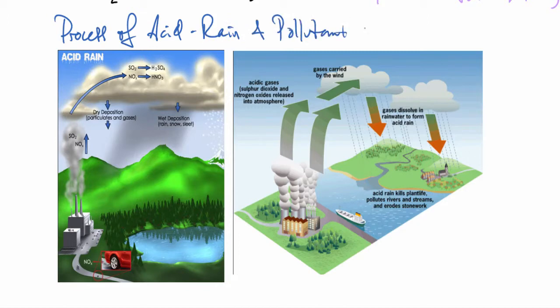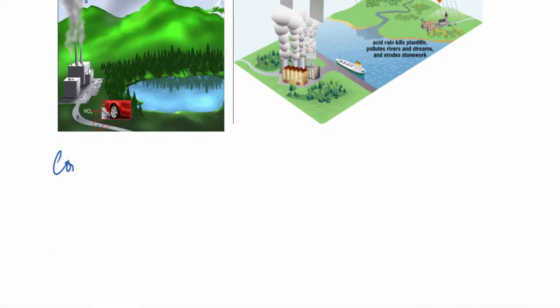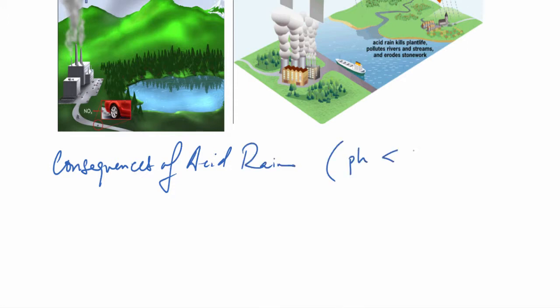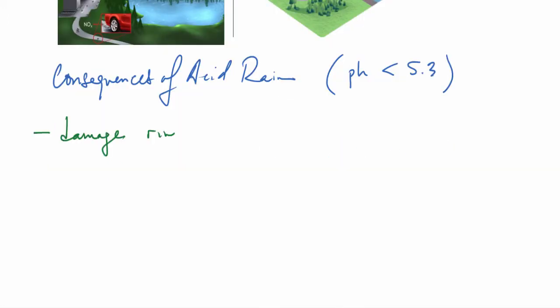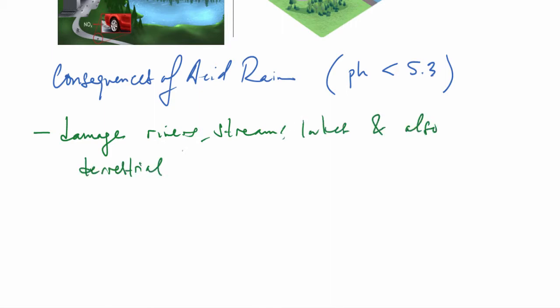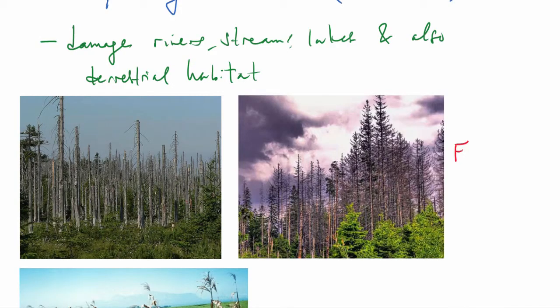The acid rain is caused by pollution and by natural causes, of course. And as those particles and gases are emitted, they are carried by the wind and rain down in other areas. Consequences of acid rain. Now, acid rain, we said, is rain whose pH is less than 5.3. So they can obviously damage rivers, streams, lakes, and other terrestrial habitats as well.